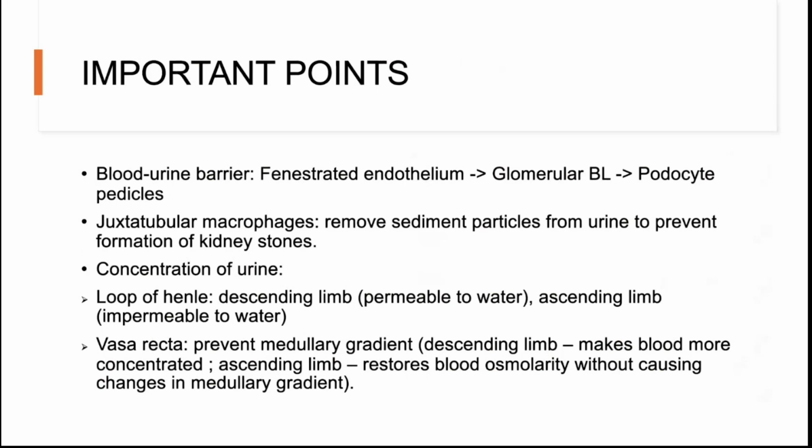Then we have the glomerular basal lamina, and this layer is fused with the basal lamina of the podocytes. This does not allow large proteins to pass through it. Lastly, we have the podocyte pedicles, and they also have a really small diameter, so they allow only very few particles to go through. So this is how the blood and the urine are kept separate from each other, so they don't allow the mixing of it.